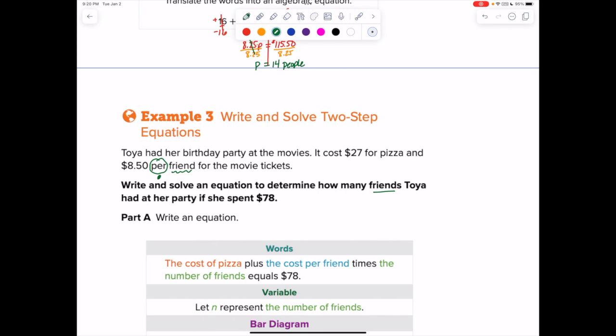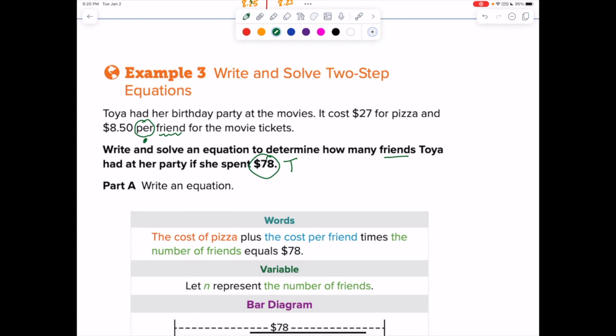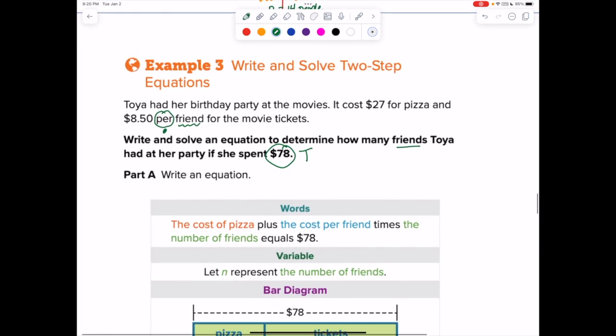If she spent $78. So which one is the total? Is it 27 for the pizza and the $8.50 per friend, or is it the $78? If you said this, you're correct. Okay, that's the total. So this is what's going to go on the right side of the equal sign. So what I want you to start to see is we have $27 for pizza and $8.50 per friend equaling this total. So that's what you need to identify in your mind: what's on the one side and what's on the other side.